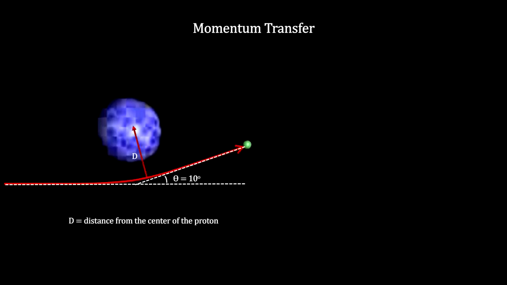Suppose we're counting 10-degree deflections as a hit. A relatively slow-moving, low-energy electron can get a 10-degree deflection far from the center of the proton. This would make the size of the proton look large. In addition, the interaction between the electron and the proton would be weak. We'd find that only a small amount of momentum would be transferred.